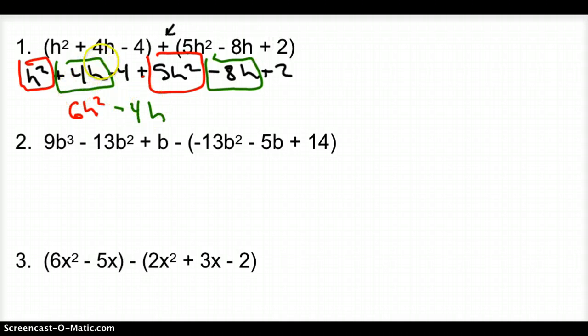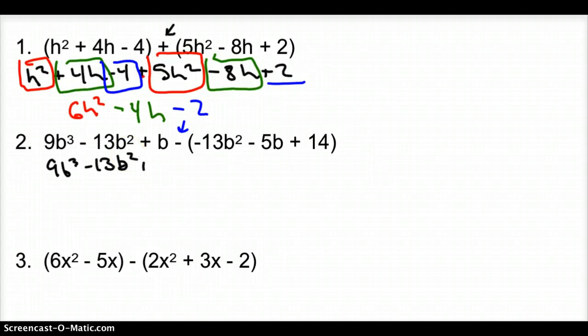And then finally here I have, remember your sign in front, negative 4 and positive 2, so it is negative 2. Now with number 2, look at what kind of sign we have, please. We have a negative sign. So I'm going to drop the first part down, 9b cubed minus 13b squared plus b. Now remember, it's a minus, so when I distribute here, when I change all my signs, I have to change that one, and that one.